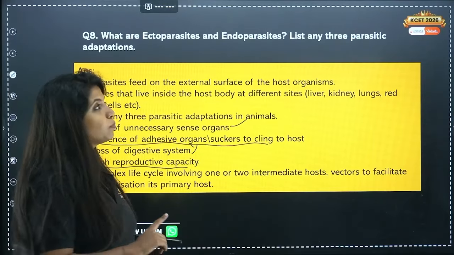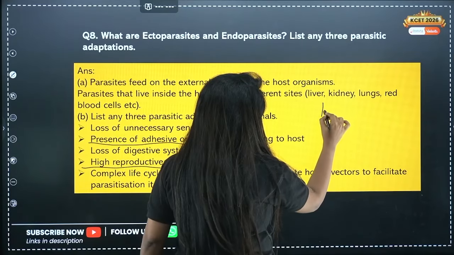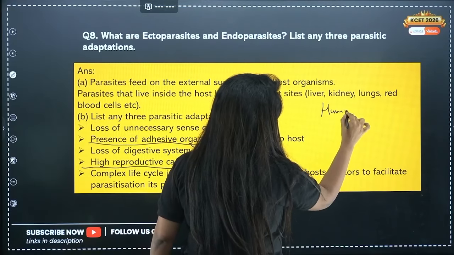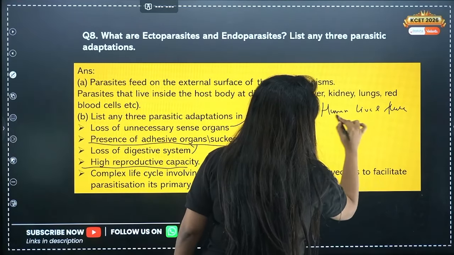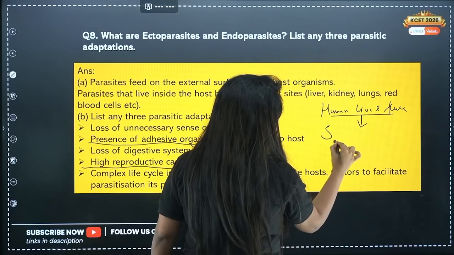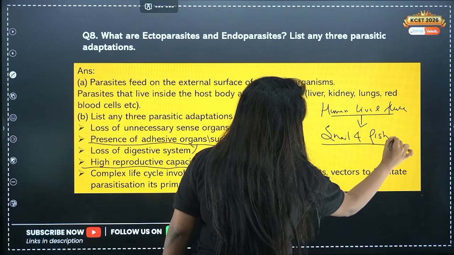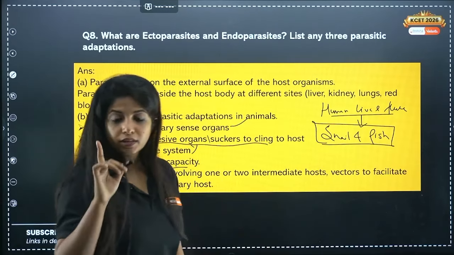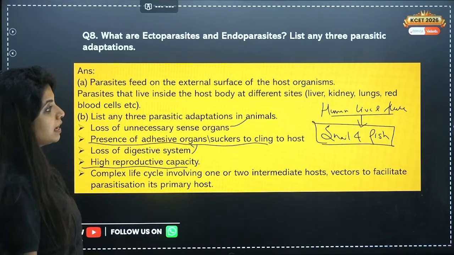My dear children, in your NCERT book, an example is given of the human liver fluke. Please understand and remember, you need 2 intermediate hosts in the liver fluke. One is a snail and the other one is a fish. It's an endoparasite.